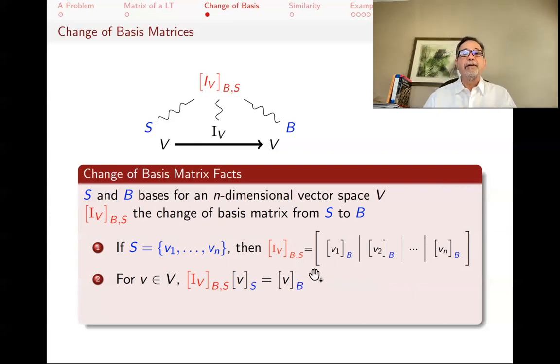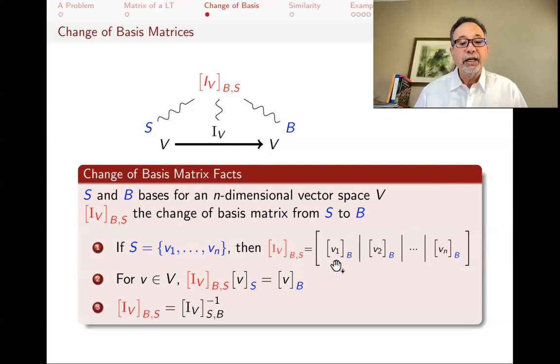So the purpose of finding this change of basis matrix is that it changes coordinates for you. If you have the coordinates of vectors with respect to S, maybe S is your old basis, the standard basis, and you want them in terms of B, you just multiply them by this matrix and you get the new coordinates. Now, to do that, you would have to find the coordinates of V1, V2, Vn, the old basis, in terms of the new basis B.